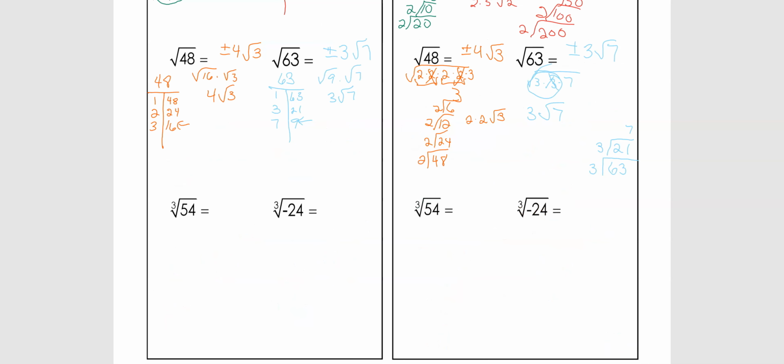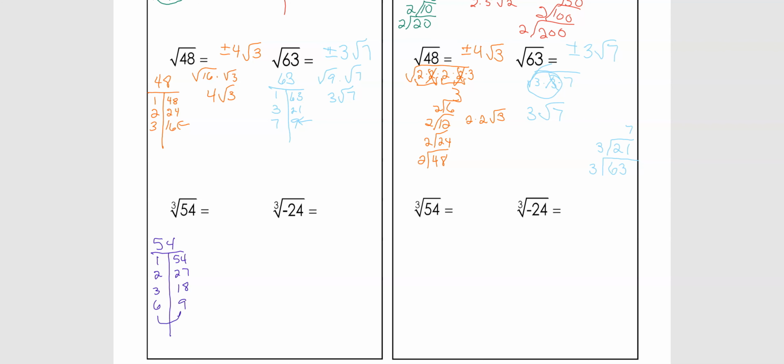Almost done. We're just going to talk about how to simplify our cube roots. Again, same thing, method 1 on the left. So we're going to factor 54. That's 1 and 54, 2 and 27, 3 and 18. Sorry, 5. It is divisible by 6 and 9. And then we would be wrapping back around here.